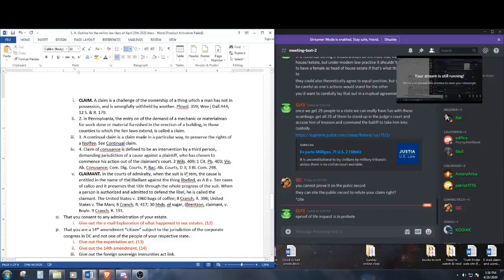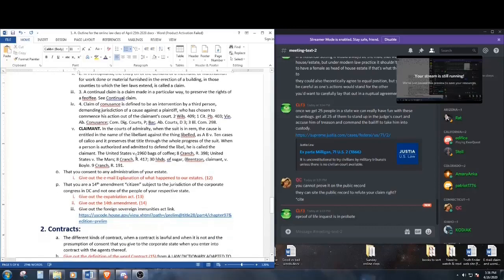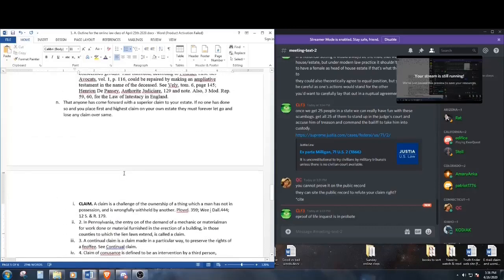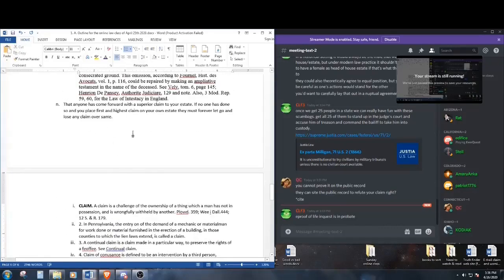That's, again, in rem is against a thing, a res. The cause is entitled to the name of the libel against the thing libeled. So when a person is authorized and admitted to defend the libel, he is called the claimant. So that's just in courts of admiralty, though. So anyway, that's what you're getting as far as having to put your proper claim down.